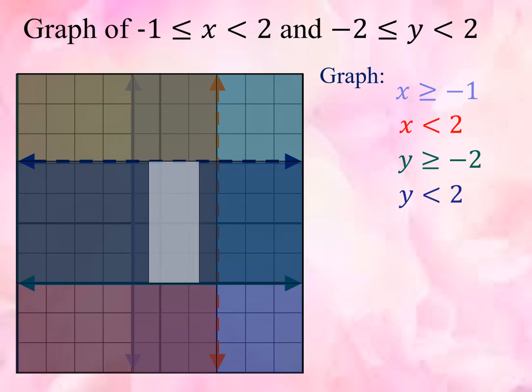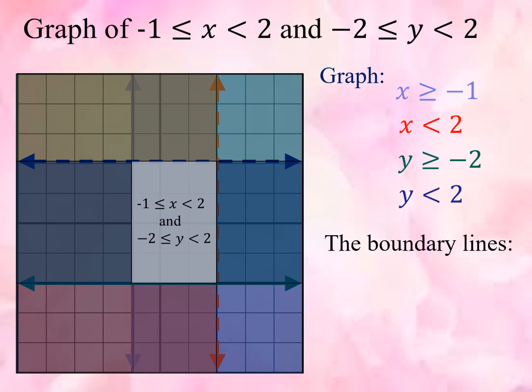So as you can see, there is an area of intersection or a portion of intersection there. We name it according to the original inequalities. So x is greater than or equal to -1 but less than 2, and y is greater than or equal to -2 but less than 2. So from here, we are going to determine our boundary lines.